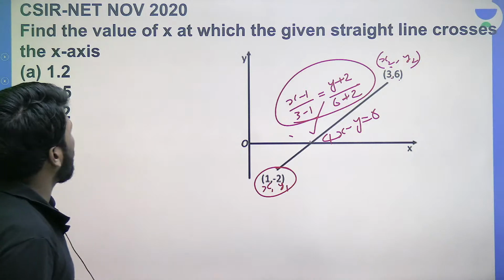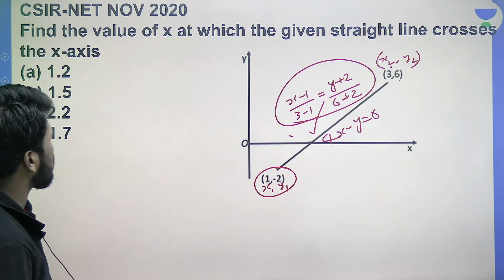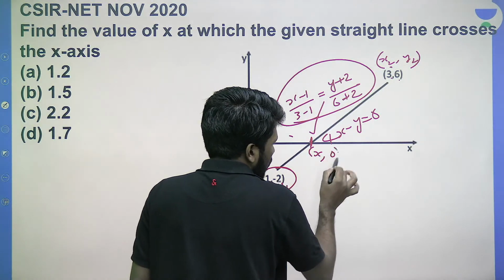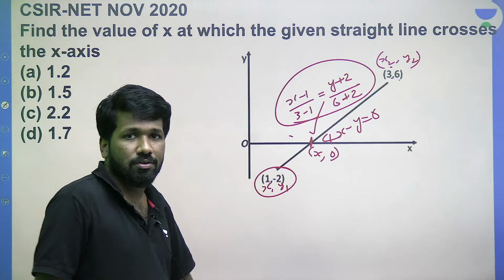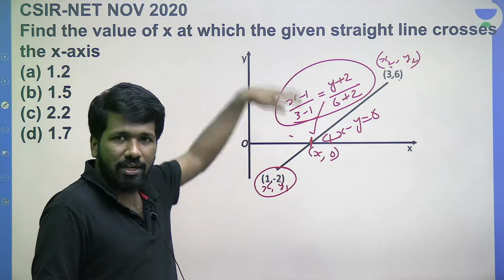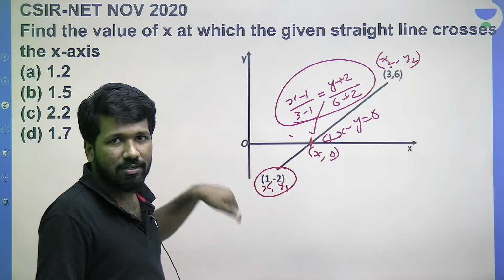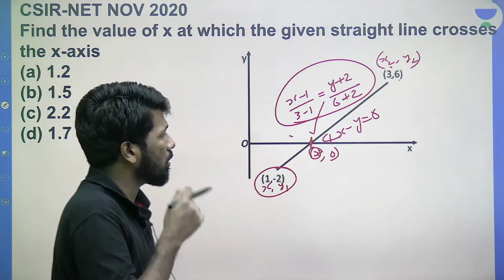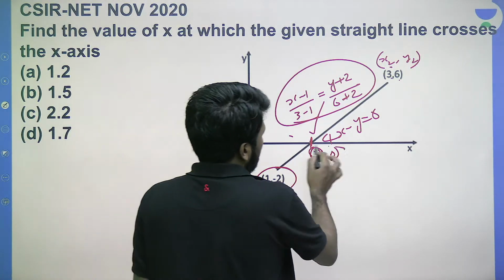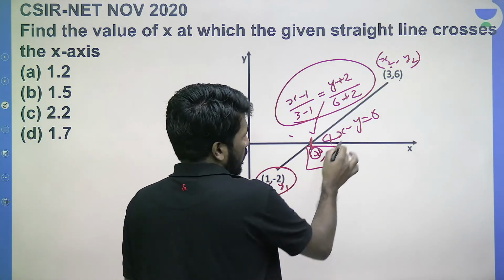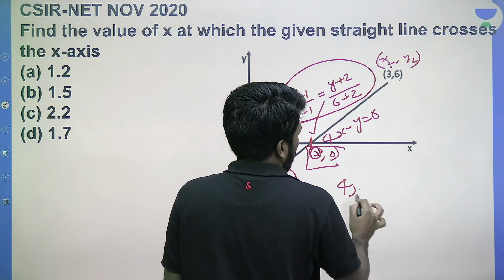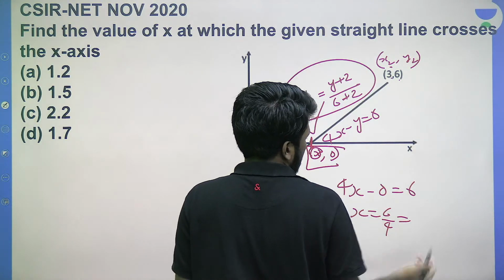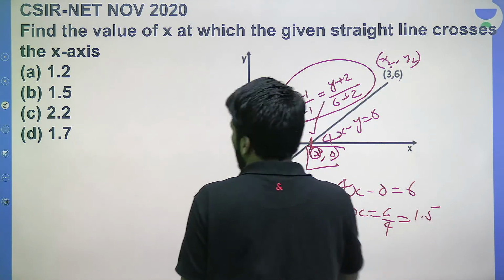Now, read the question. What is the value of x at which the given straight line crosses the x-axis? The coordinate of this point will be x0, right? Did you all understand why it is x0? Because vertically there is no movement. This point is on the x-axis, so vertically 0 movement. Horizontally there is x distance. That x value is what you need to find. That means you can substitute this x0 into this equation, substituting 0 in place of y. 4x minus 0 is equal to 6. 4x equal to 6, x is equal to 6 by 4, which means 3 by 2, 1.5. Did you all understand this?